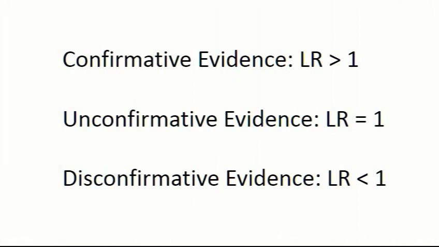In the first case, we say that evidence is confirmative, as in our smoke and fire example, where the presence of smoke increases the odds of fire. If the likelihood ratio is 1, i.e. TPR is equal to FPR, evidence is unconfirmative. That is the worthless coin toss evidence that we saw earlier with 50% accuracy. And if the likelihood ratio is lower than 1, the evidence is disconfirmative, i.e. it lowers the posterior odds of the hypothesis.